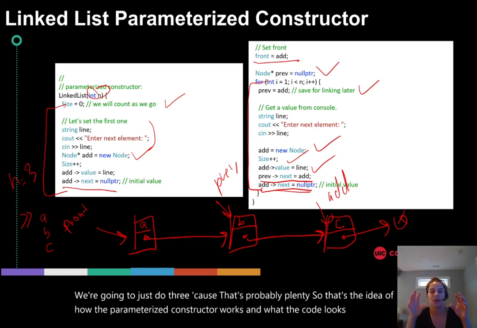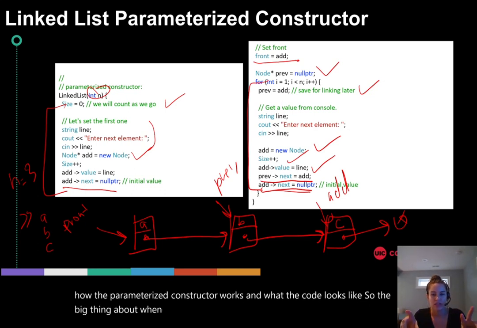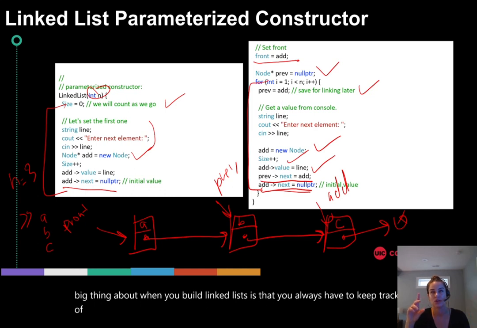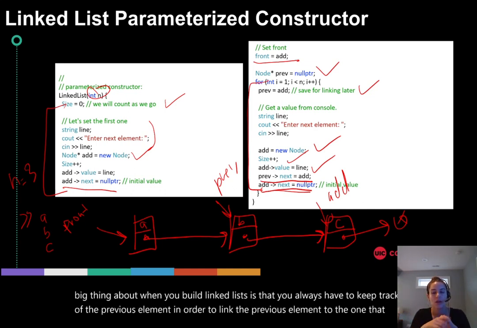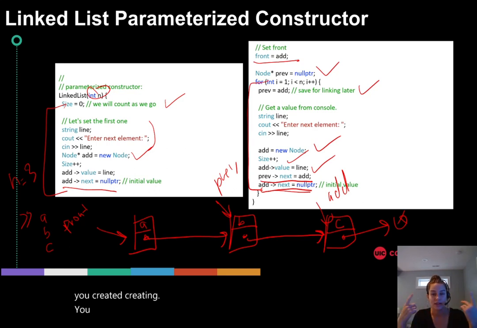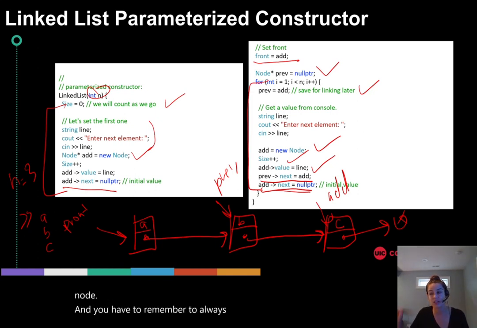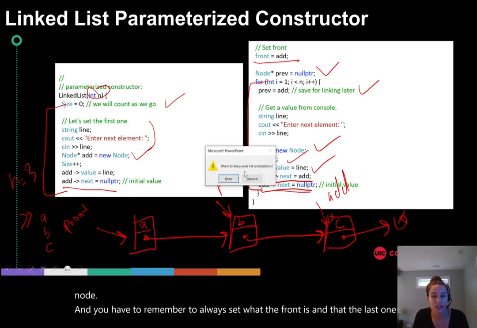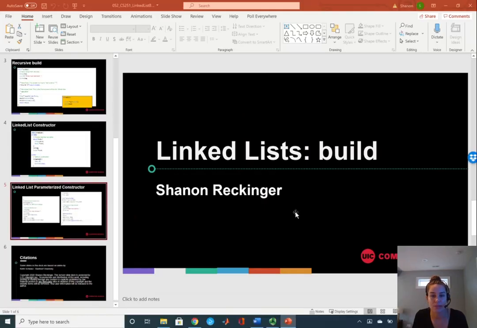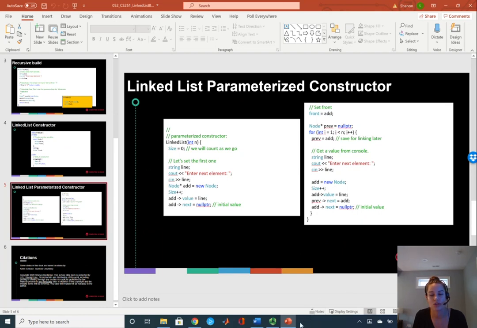So the big thing about when you build linked lists is that you always have to keep track of the previous element in order to link the previous element to the one that you're creating. You also need to make sure you allocate new memory every time you add a new node. And you have to remember to always set what the front is and that the last one links to null pointer. Another good tip is, like I said, anytime you use new, make sure to increment your size.